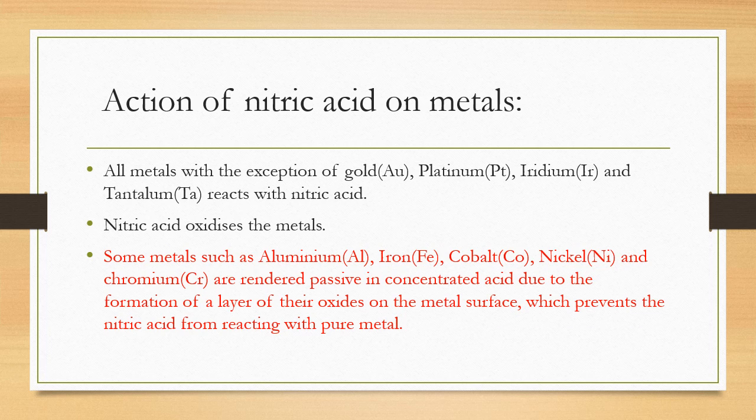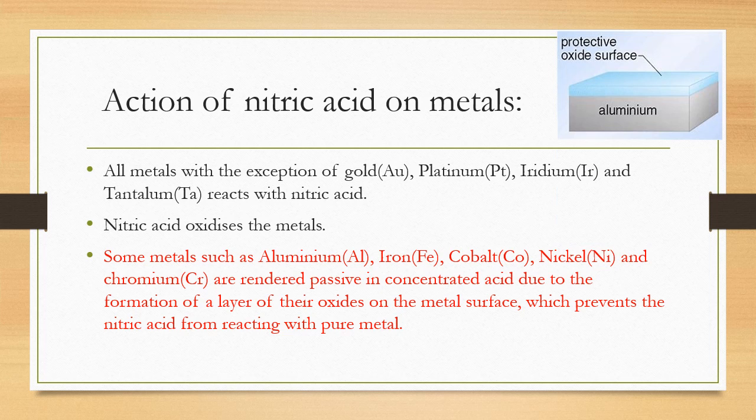The next one, some metals such as aluminium, which is a common metal we are familiar with, iron, cobalt, nickel and chromium, are rendered passive because these will not react with nitric acid, especially concentrated nitric acid, due to the formation of a layer of their oxide on the metal surface. Like when aluminium is exposed to air, the oxygen automatically reacts and forms a coating over the aluminium. That is called aluminium oxide.